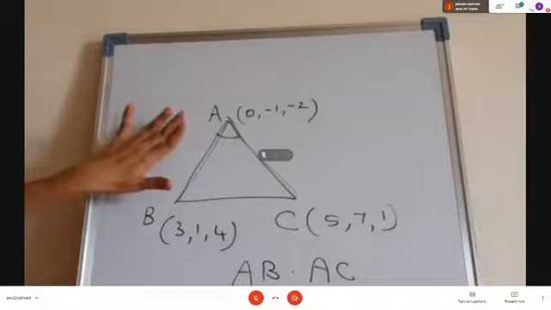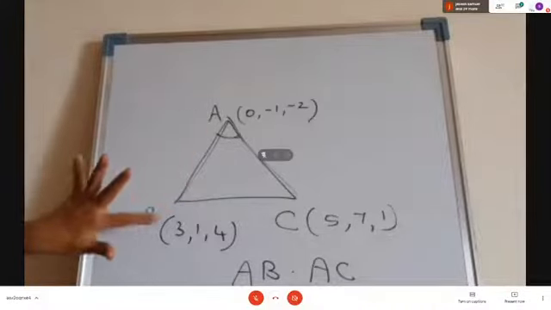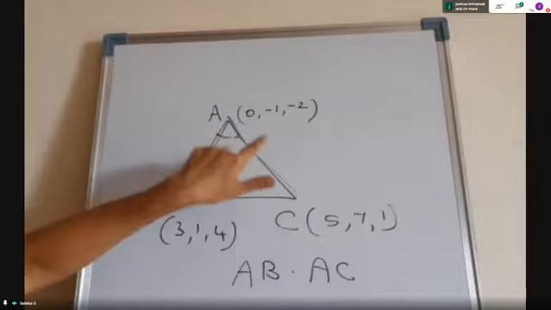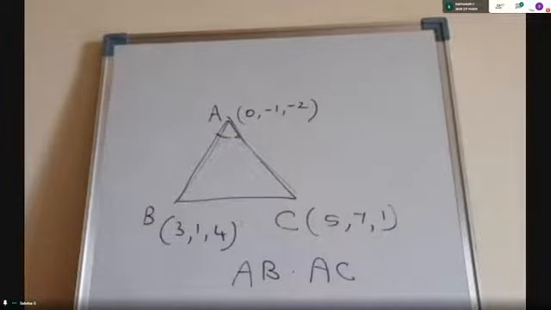Before that, we need to get AB. What is AB? OB minus OA. What is AC? OC minus OA. Can you say what is AB vector? AB vector is 3i plus 2j plus 6k.